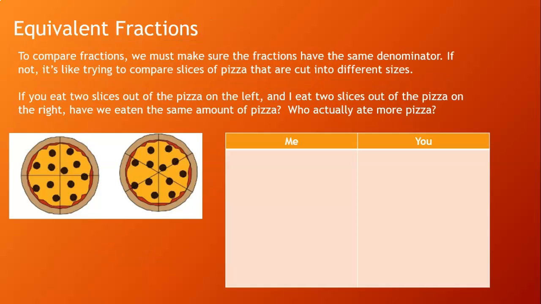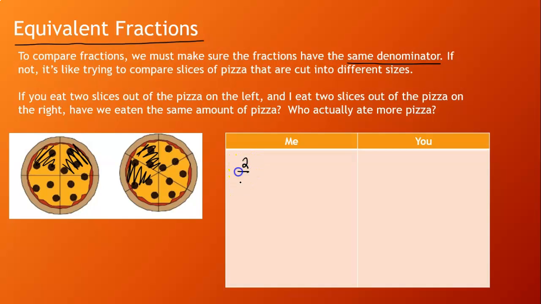All right, let's talk about equivalent fractions. So I want you to write equivalent fractions at the top of your next section and underline it so you can go back and find this later. To compare fractions, we must make sure that the fractions have the same denominator. If not, it's like trying to compare slices of pizza that are cut into different sizes. If I eat 2 slices out of the pizza on the left, and I eat 2 slices out of the pizza on the right, have we eaten the same amount of pizza? Who actually ate more pizza? Let's see if we can find out.